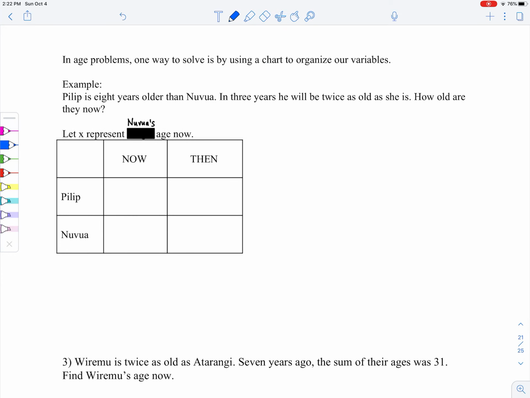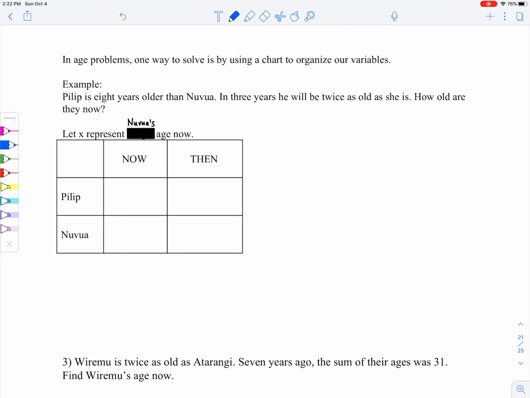So, moving now on to age problems. One of the ways to solve age problems is to use a chart. You might have noticed I like using charts. So, in this question, it says, Philip is 8 years older than Nouveau. In 3 years, he will be twice as old as she is. How old are they now?